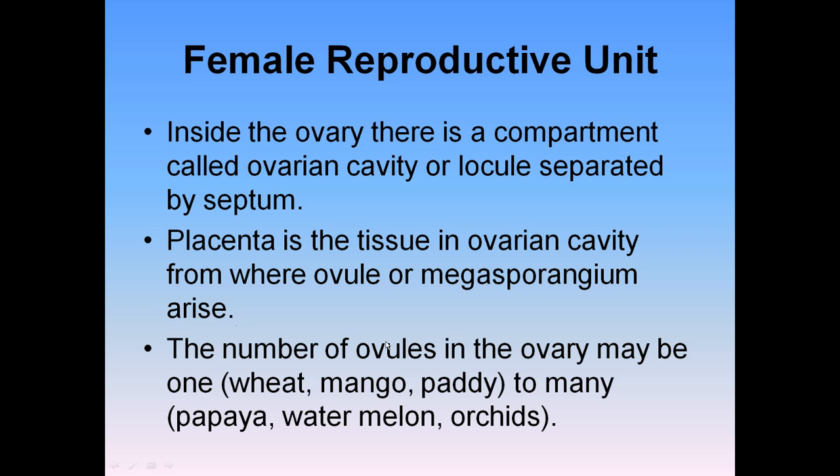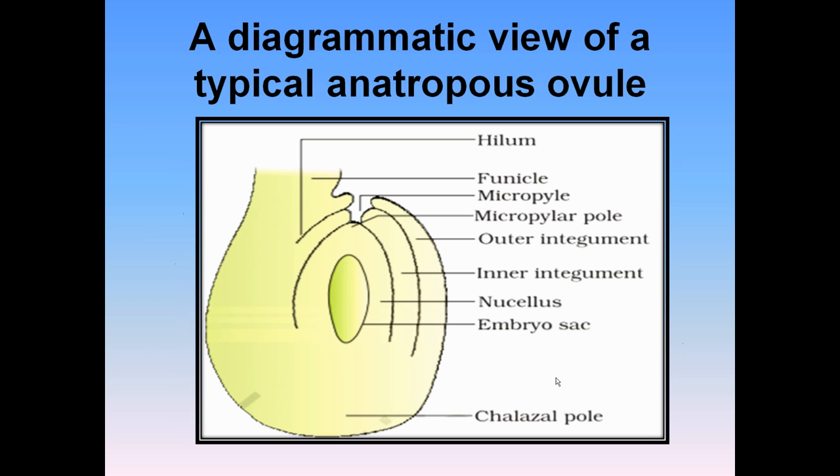The number of ovules can vary in various species. Like in case of wheat, mango, paddy, the number of ovules inside the ovary is one. Only a single ovule is there. And in case of papaya, watermelon, orchids, the number of ovules inside the ovary can be numerous. So there is a clear-cut demarcation on the number of ovules for a particular species. Now, let's have a view of the typical anatropous ovule.